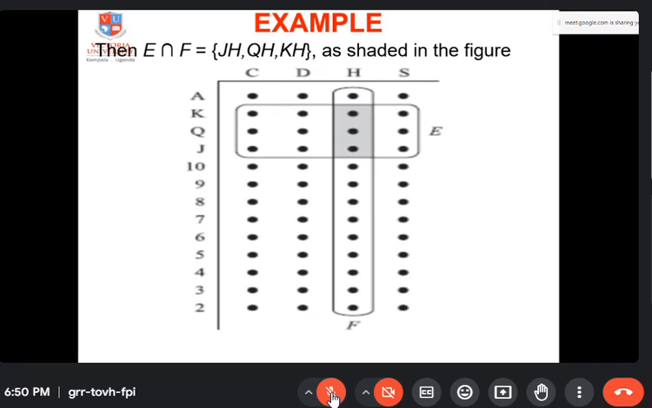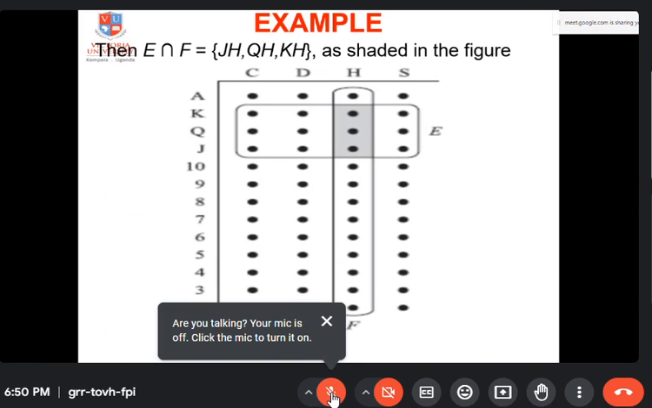Then you can see set F, which is a set for hearts. That is the vertical set. So if you talk about E intersection F, meaning that you are looking for a card which is both a picture and also a heart, we can say that we will have a king of hearts, a queen of hearts, and a jack of hearts. So that is the intersection. Is it fine?